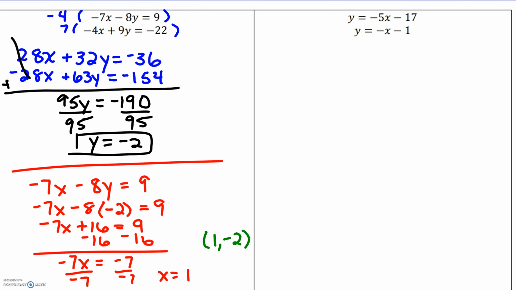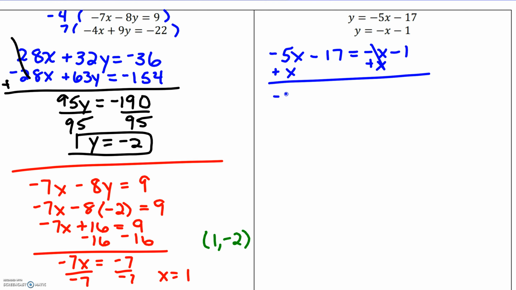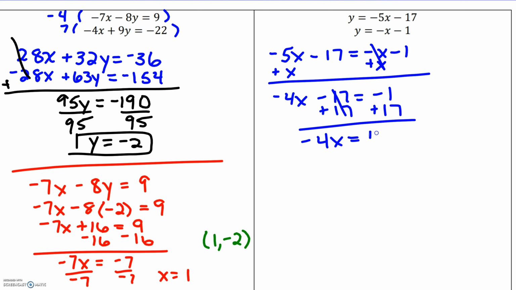And then the last one that we're going to do algebraically is y equals and y equals. Whenever I have y equals, we're going to set the expressions equal to each other. So negative 5x minus 17 equals negative x minus 1. From here, I'm going to add the x over. So that's negative 4x minus 17 equals negative 1. Add 17 to the other side. Negative 4x equals 16. Divide by negative 4. And x equals negative 4.